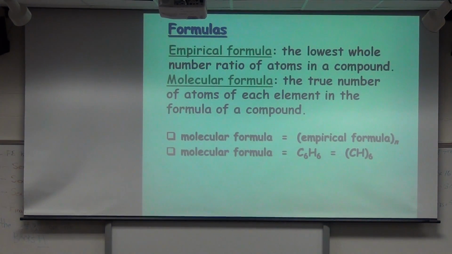Here's one. If your molecular formula is C6H6, that tells you that there really are 6 hydrogen atoms bonded with 6 carbon atoms to form that molecule. But as you can see, if there's 6 of each, it's really a 1-to-1 ratio multiplied by 6. So your empirical formula for C6H6 is just CH.